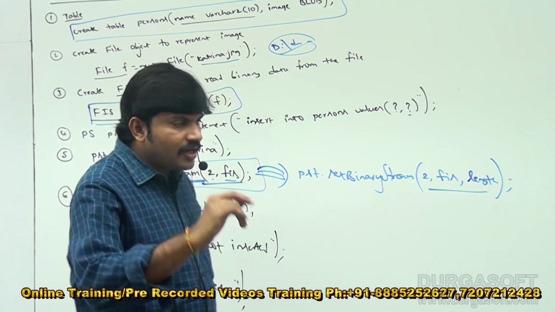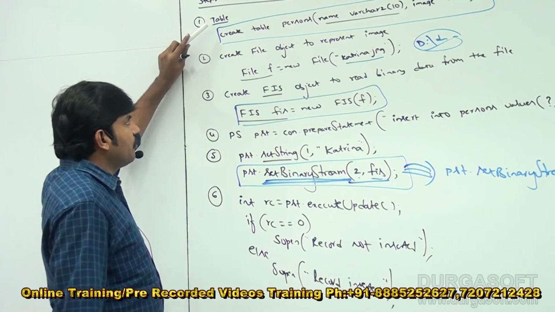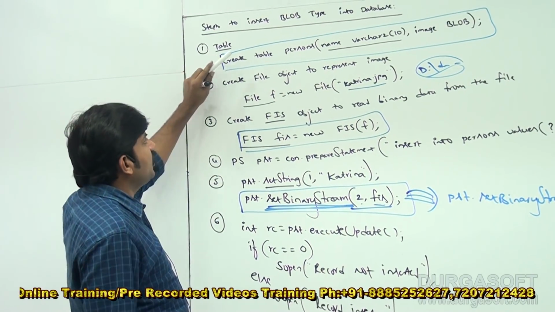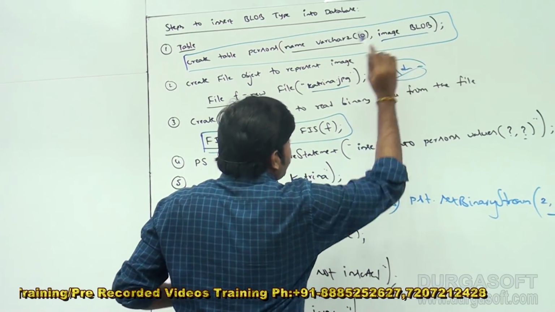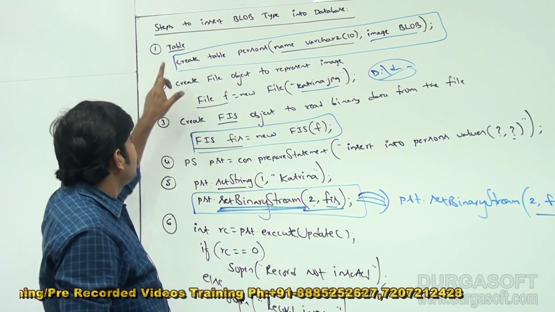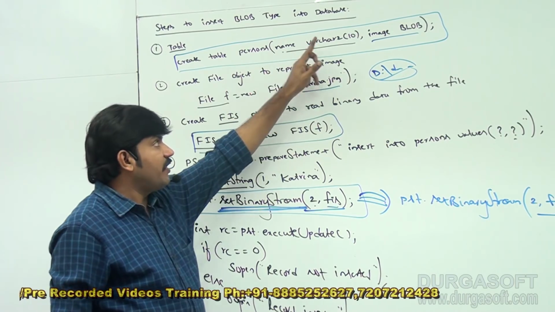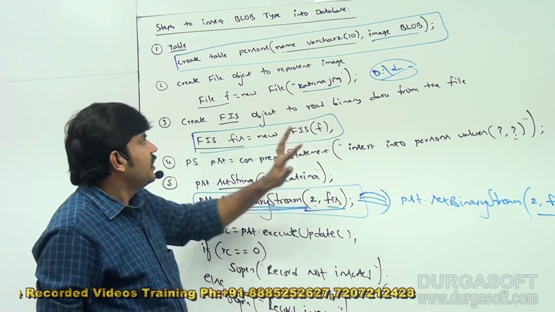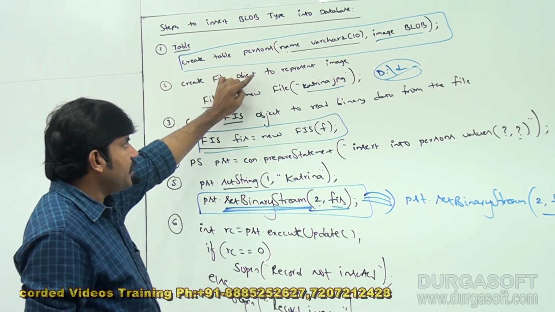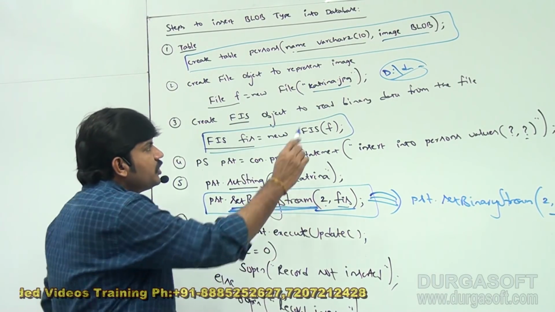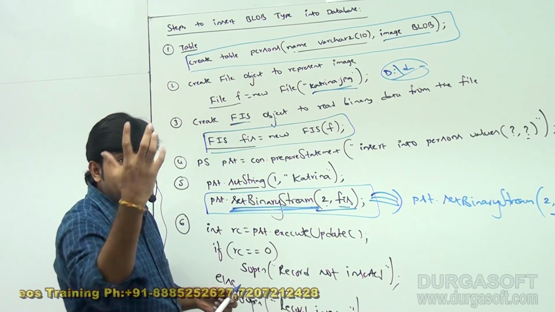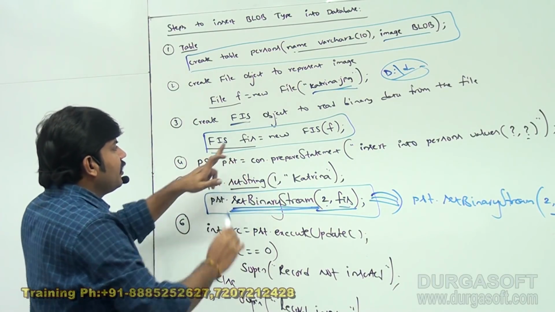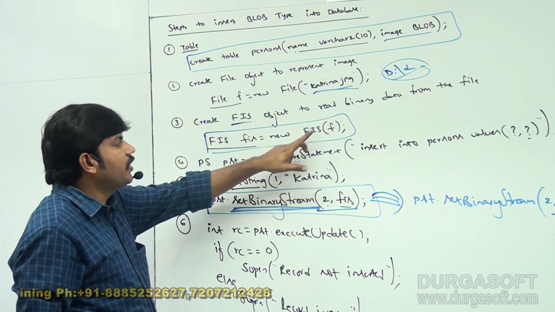Are you able to understand, right? First step, make sure the table is ready. Create a table which should accept blob type data: create table persons(name varchar2(10), image blob). Next, create a file object to represent the image. Next, create a file input stream to read binary data from that image: FileInputStream fis = new FileInputStream(f).